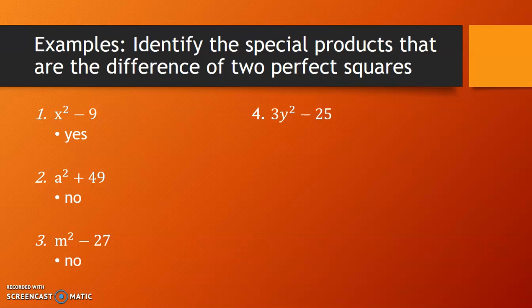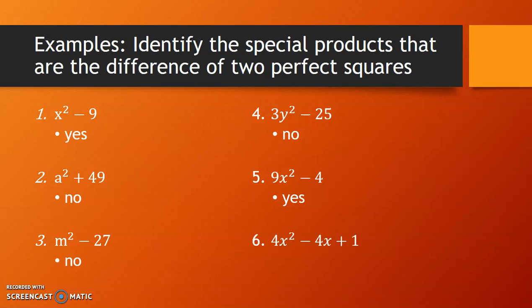For 3y squared minus 25, again, I can square root the 25, but I can't square root 3, so that kind of causes a problem here. I can square root y squared, but just not the 3, so that one's also a no. For number 5, we have 9x squared minus 4. If I square root 9x squared, that would be 3x, and square root 4 would be 2, and there is a minus sign in the middle, so that one's a yes.